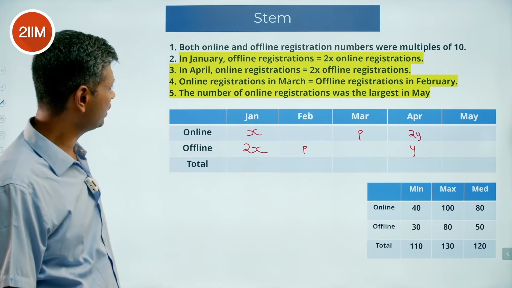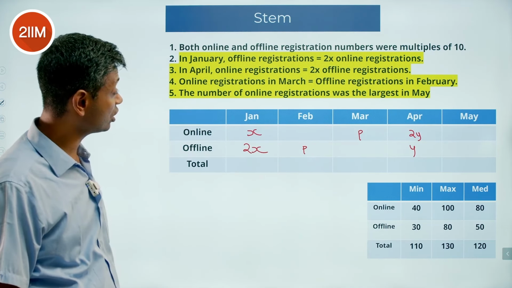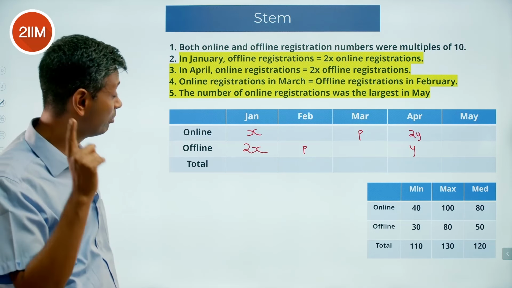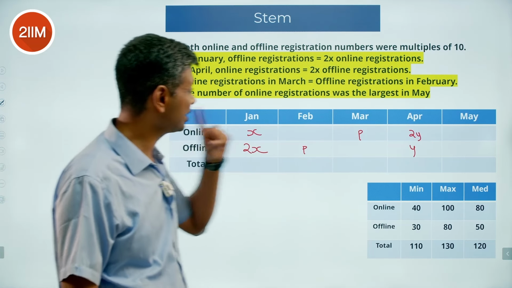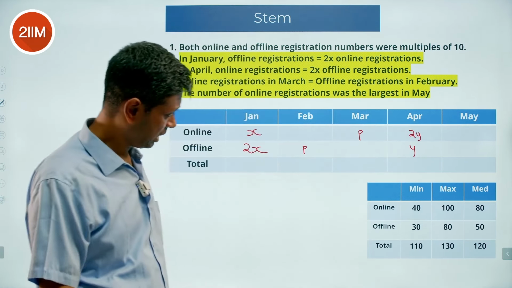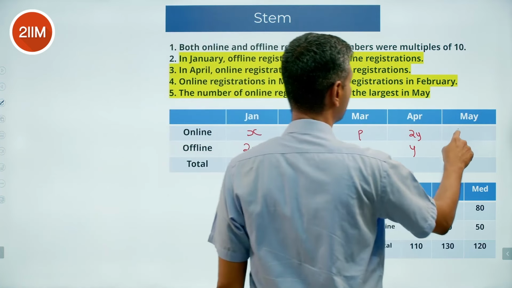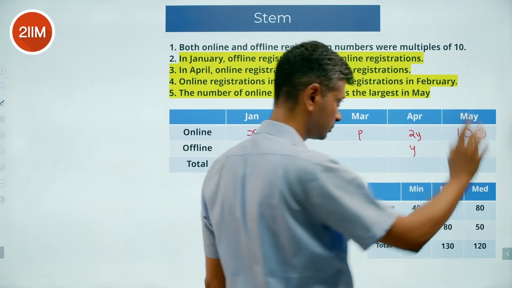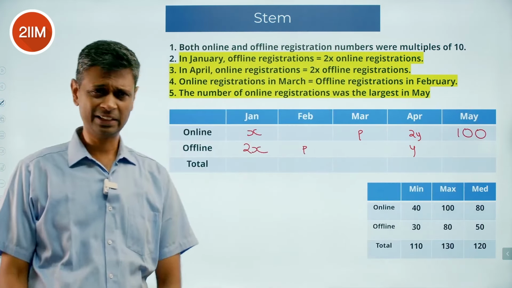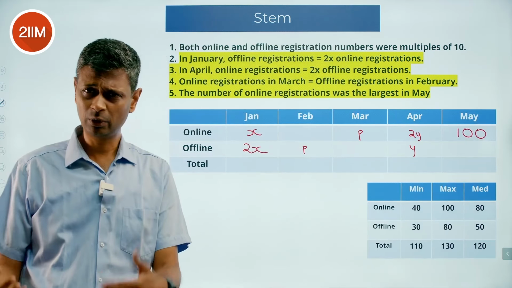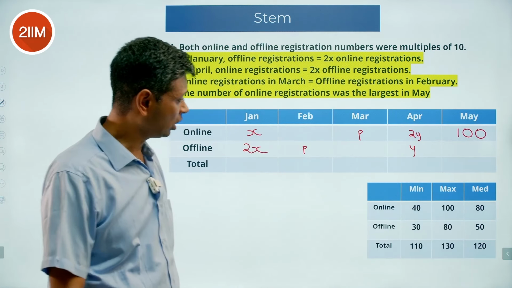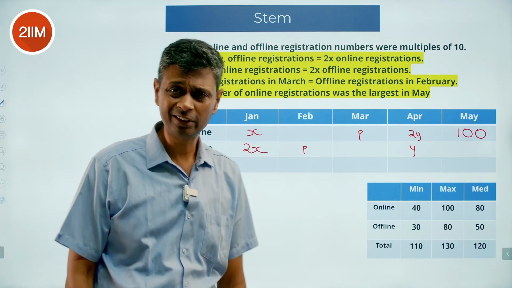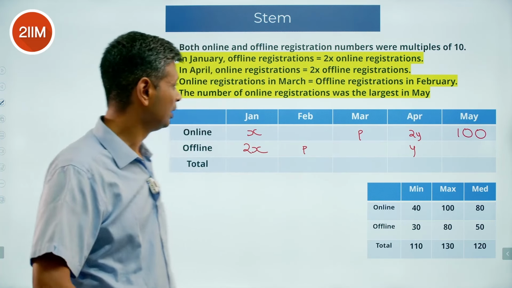The number of online registrations was the largest in May. Online maximum, May. Online maximum is 100. So this is 100. Nice, we put some basic data inside, and then we'll work on these. And so the total numbers are 110, 120, 130. Only those three numbers are possible. Let's tweak this.